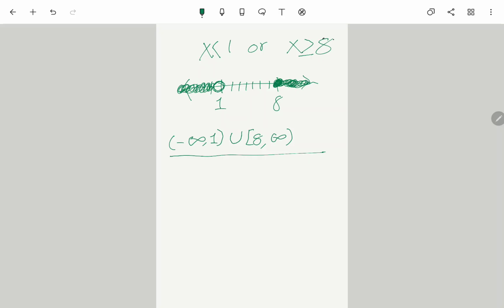Set notation, same thing. Open bracket. x because it's your variable. x less than 1 or x greater than or equal to 8. Close the bracket.